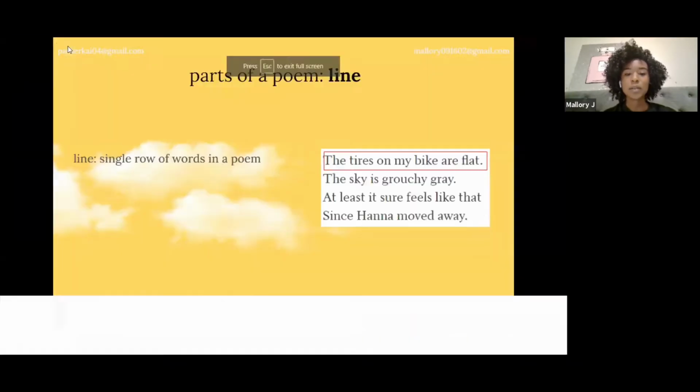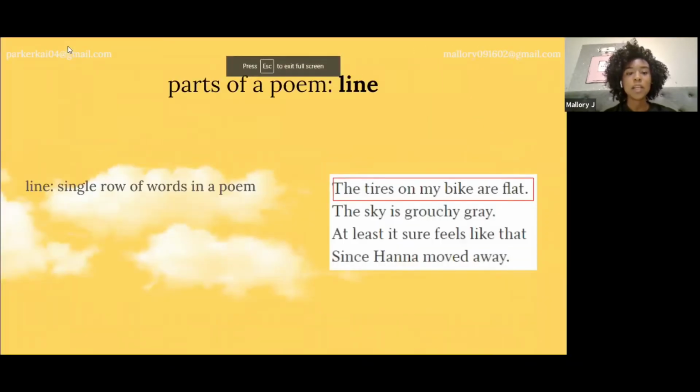So now we're going to analyze the parts of the poem. So the first part we're going to analyze is a line. A line is a single row of words in a poem. So as you can see, the highlighted line on this poem is the tires on my bike are flat. And it's the first row of words in a stanza, which we're going to talk about next.